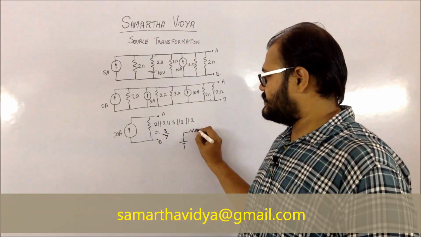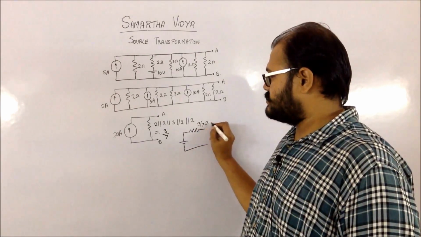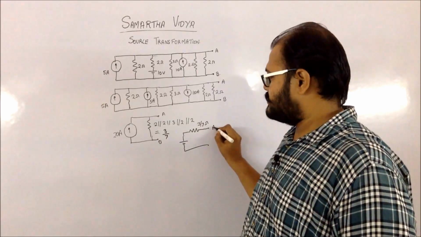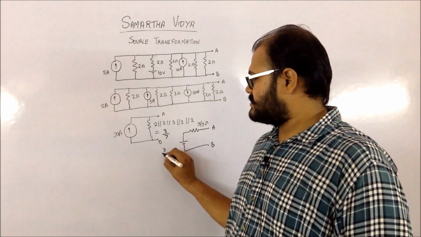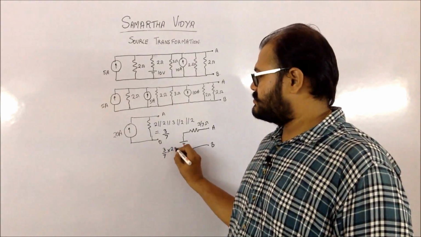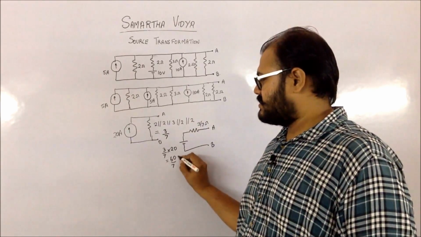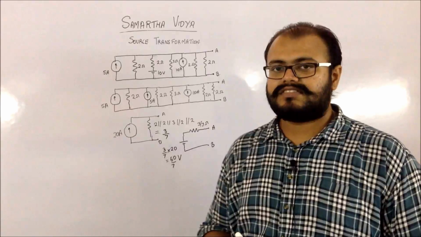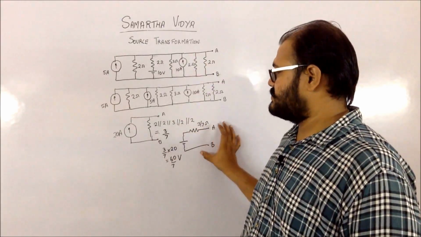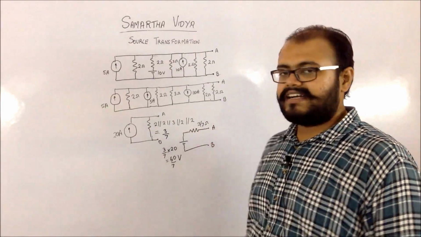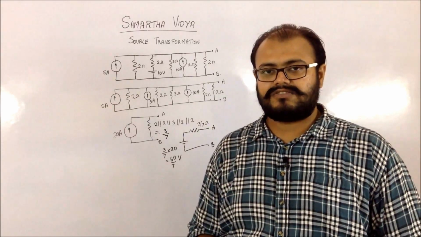There will be a series resistance of the same value, that is 3 by 7 ohm, and my terminals A and B. The value of the voltage source will be nothing but the multiplication of the resistance and the current. That comes out to be 60 by 7 volts, and this resistance which is 3 by 7 ohms. So you have represented this circuit in a simplified format of a resistance and a voltage source in series with each other. This is basically how source transformation works.